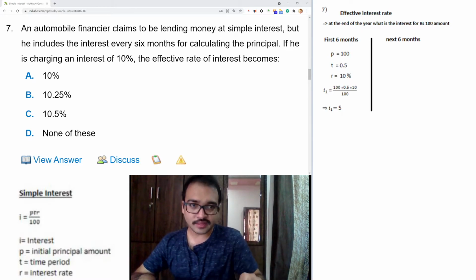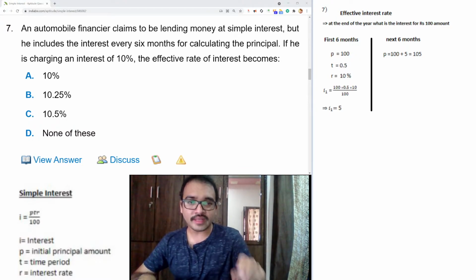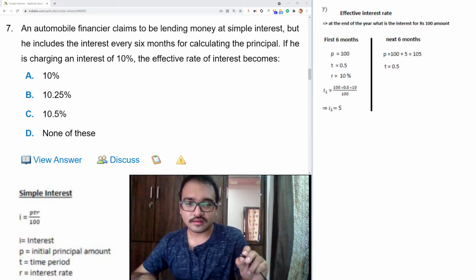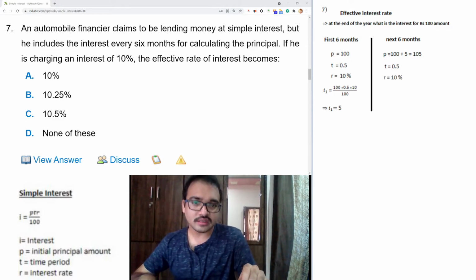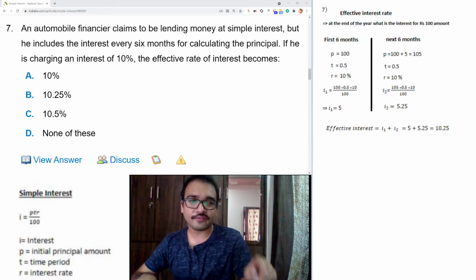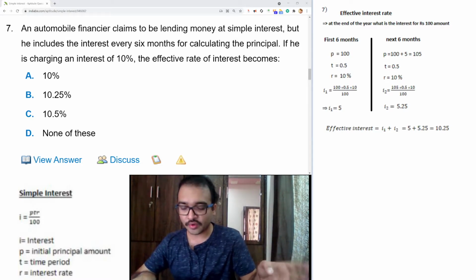Next, calculate for the next 6 months. Now the principal amount is the initial principal plus interest, so P is equal to 105. Time period is 0.5 years. Rate of interest is 10%. Substitute in the formula, we get I2 as 5.25. For the first 6 months, interest is 5 rupees. For the next 6 months, interest is 5.25. So total interest is 10.25. For 100 rupees at the end of the year, interest is 10.25. So the rate of interest is 10.25%. Option B.